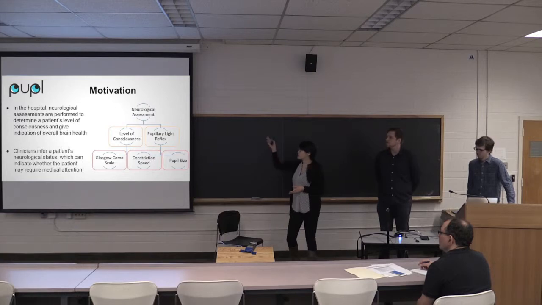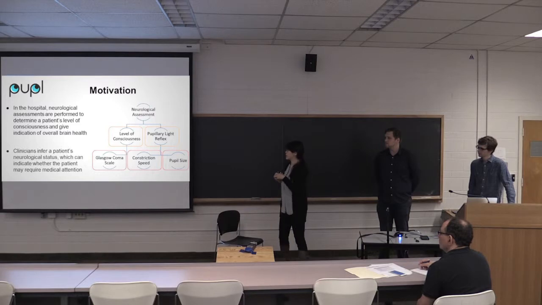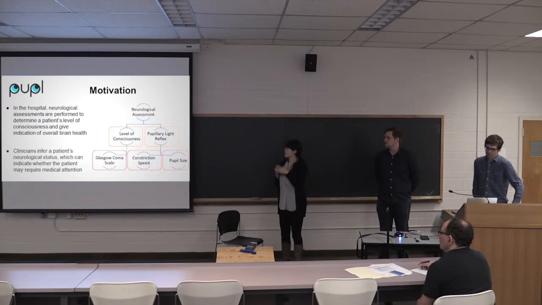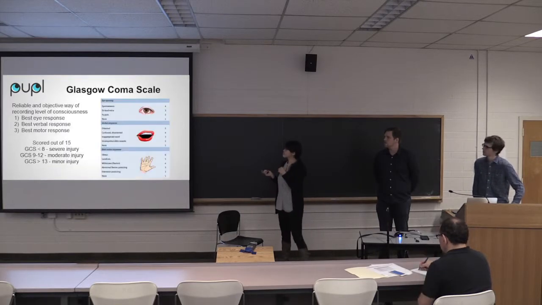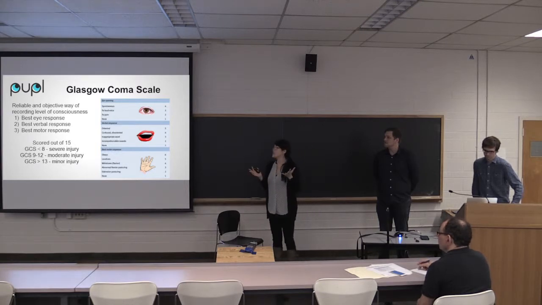So within the assessments, our app is going to focus on level of consciousness and pupillary light reflex. These two assessments are often done together, so it made sense that our Pupl app would do the same. For level of consciousness, we're going to talk about a validated scale called the Glasgow Coma Scale. I'll expand on that a little bit in a second. And then for the pupillary light reflex, what we're concerned about is the speed of constriction for your pupil, and also pupil size.